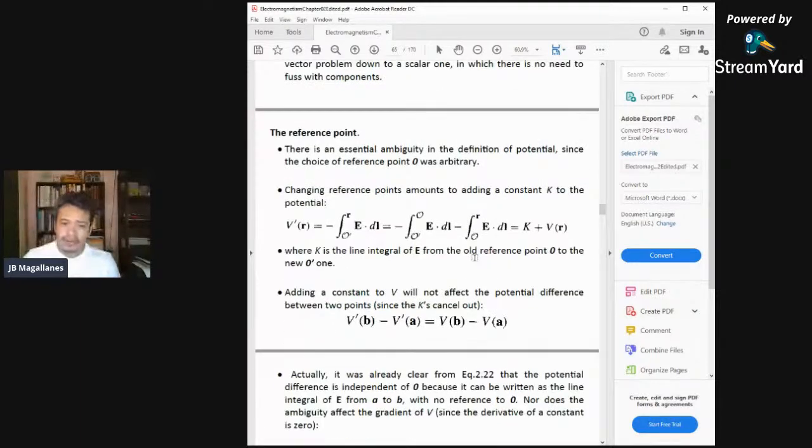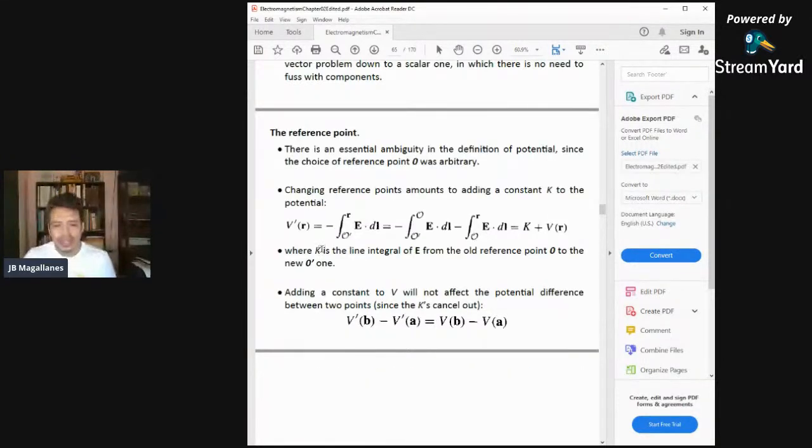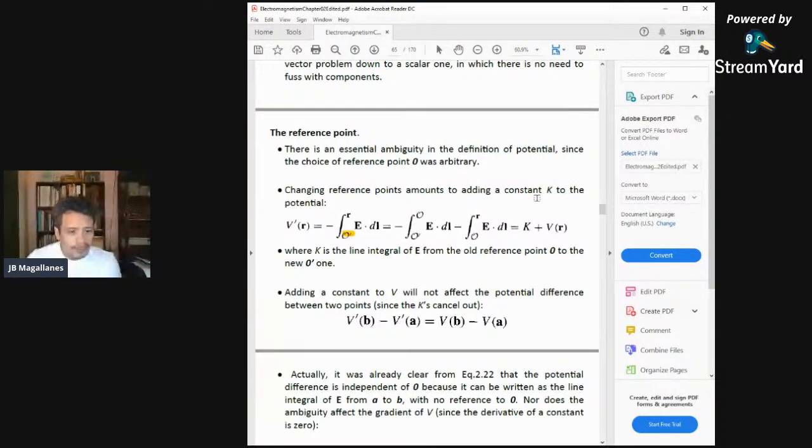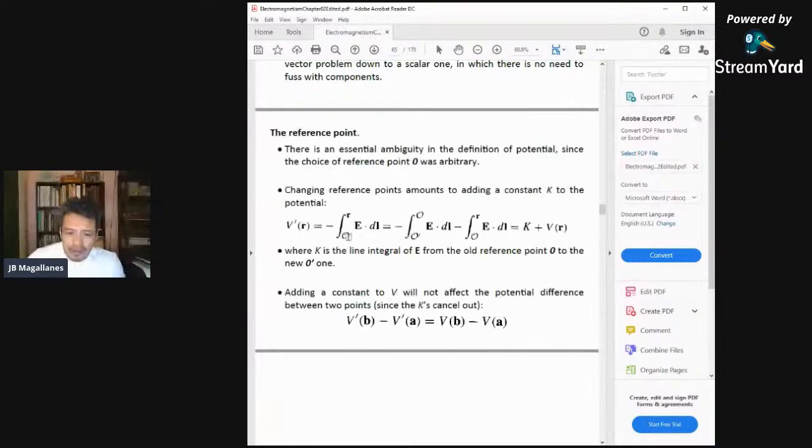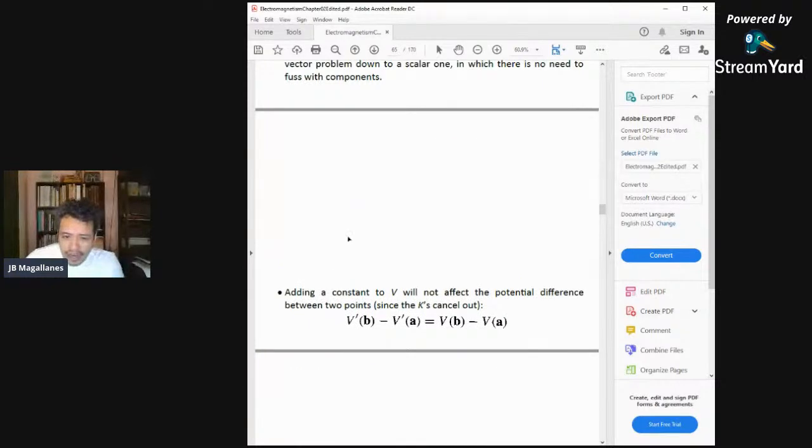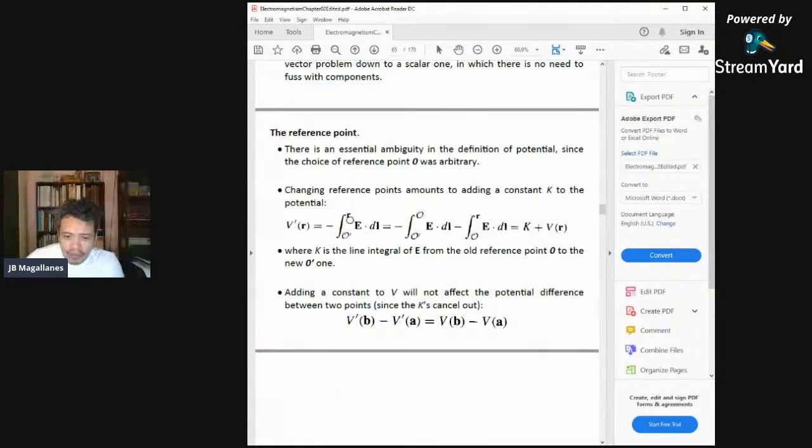So now, what if I choose a reference point that's not at infinity or not at zero? Another point between zero and infinity, or say O prime. What would be the potential difference if you choose another reference point? So here you have a reference point, and this one you could actually write as a reference O prime to R.